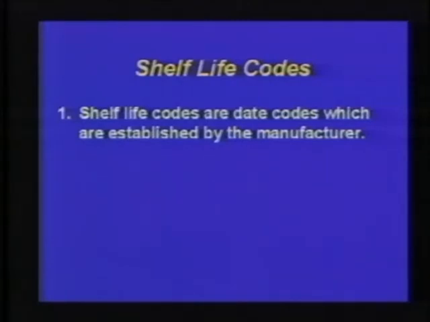Now, moving on to page number 14, we want to address the shelf life code. We've discussed shelf life code, but here again, it's the responsibility of purchasing to put the shelf life coding on the purchase order. And the shelf life codes are date codes which are established by the manufacturer. In other words, it's an expiration date. The expiration date says, do not use this part if this date has been exceeded.